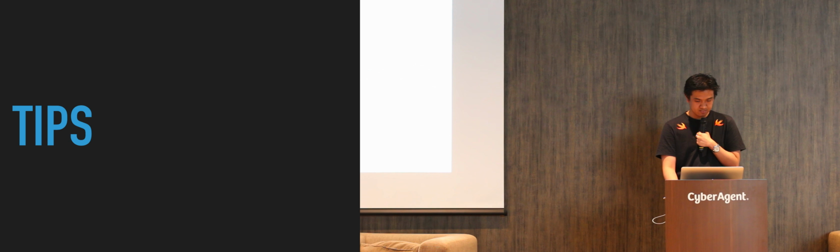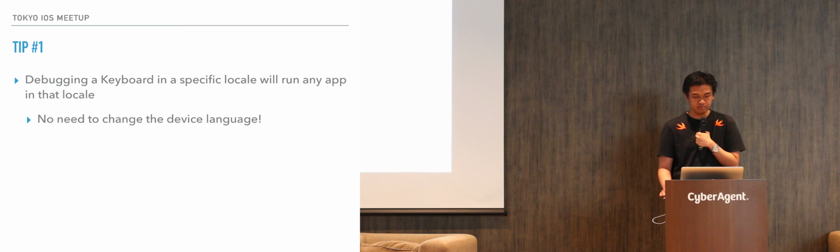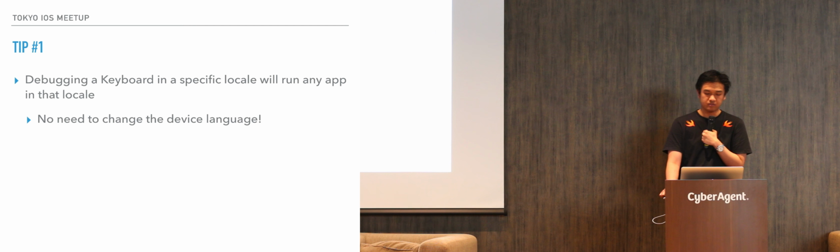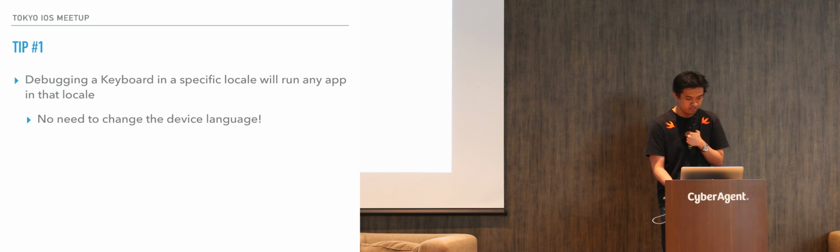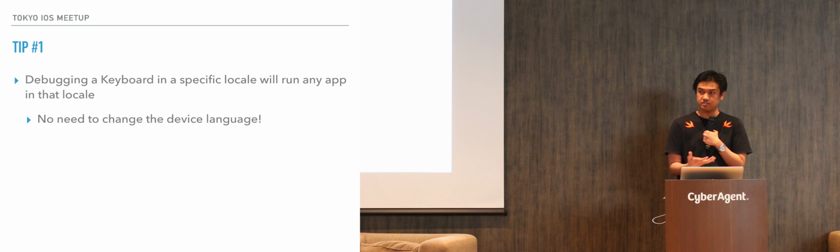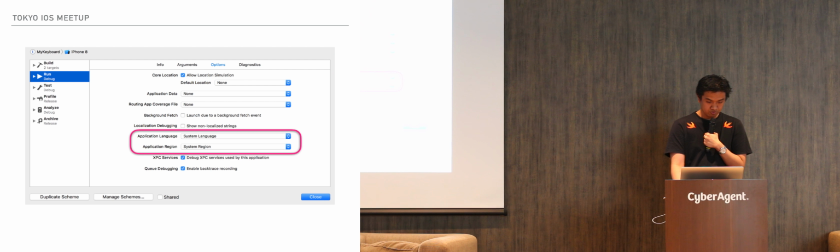So some tips. First, debugging a keyboard in a specific locale will run any app in that locale. So there's actually no need to change the device language if you just want to view different languages. You do this using the Xcode scheme. From your keyboard extension, you go to your options, settings, and then just set the language you want.